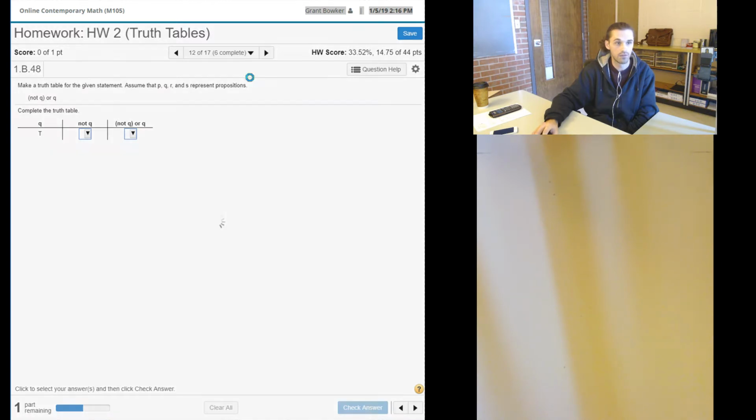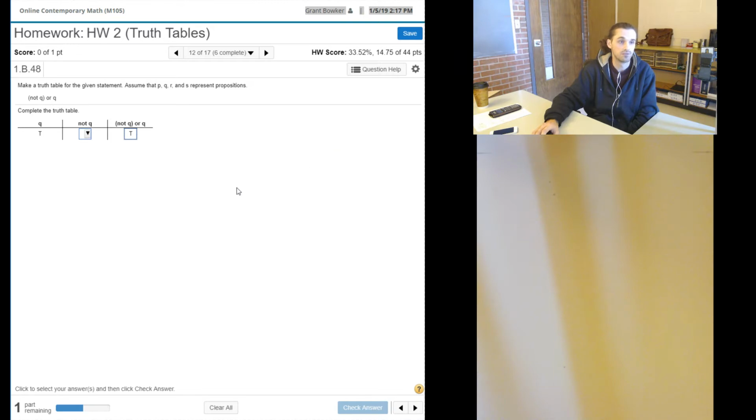I'll let you try out the nots with the ors. Keep in mind, an or connector is true if at least one is true. So you should already know what this answer is going to be, right? Not Q or Q. Well, an or statement is true if at least one of these pieces is true. So an or statement is true if not Q is true or Q is true. Well, look over here, Q is true, so that or statement is going to be true.